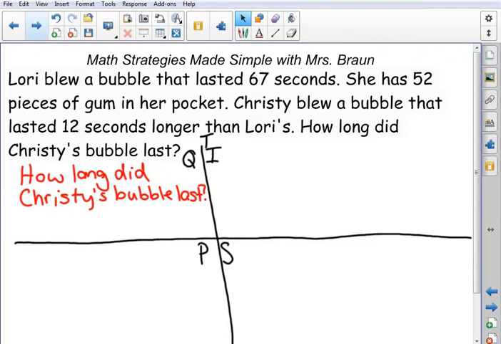Okay, now what do I need to know to be able to solve that problem? So I'm going to go back into this word problem. I'm going to read through it and make sure I understand all the pieces of the information. It says Lori blew a bubble that lasted 67 seconds. Okay? I'm still looking for Christy's bubble, so I don't know if I need that yet. She has 52 pieces of gum in her pocket. I don't know how 52 pieces of gum in her pocket is going to help me figure out how long Christy's bubble lasted. But Christy blew a bubble that lasted 12 seconds longer than Lori's.